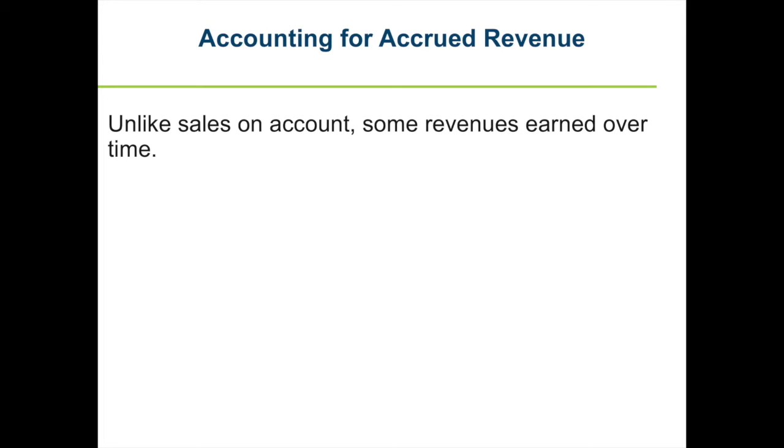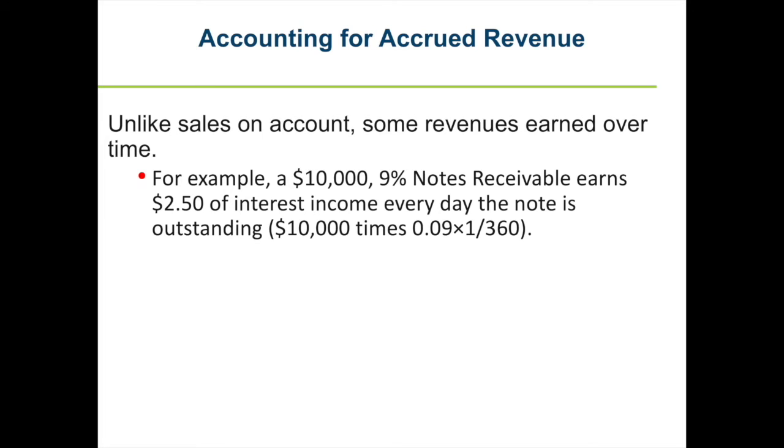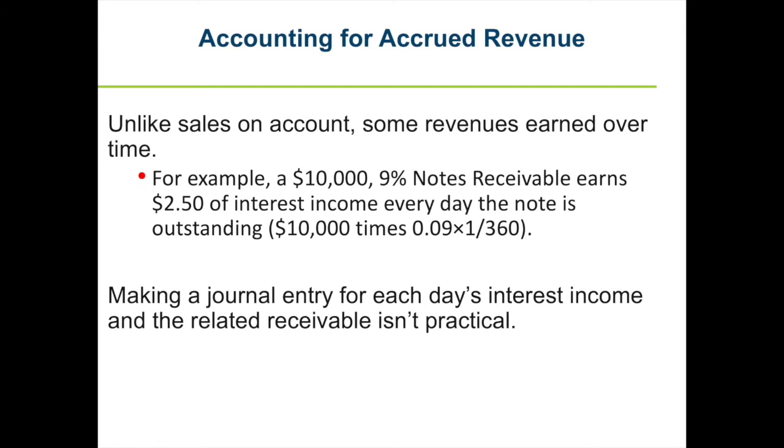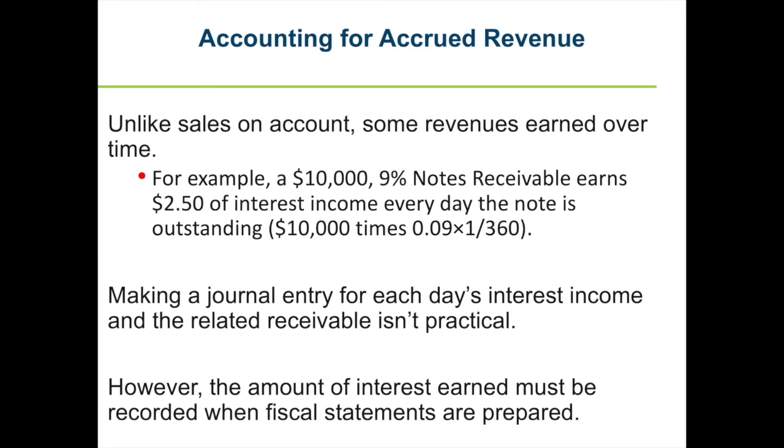Unlike sales on account, some revenues are earned over time. For example, a $10,000 9% note receivable earns $2.50 of interest income every day the note is outstanding. You take 10,000 times 9% times 1 divided by 360, like we did last chapter. Making a journal entry for each day's interest income and the related receivable is impractical. However, the amount of interest earned must be recorded when financial statements are prepared.